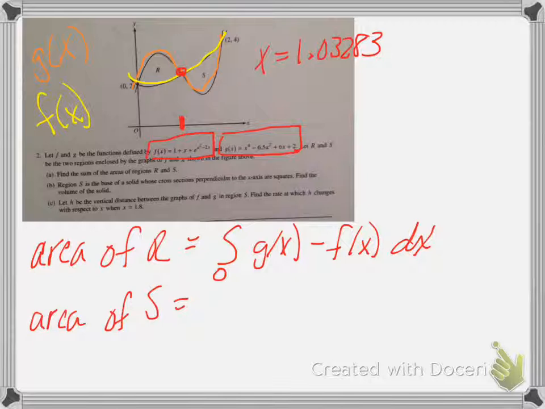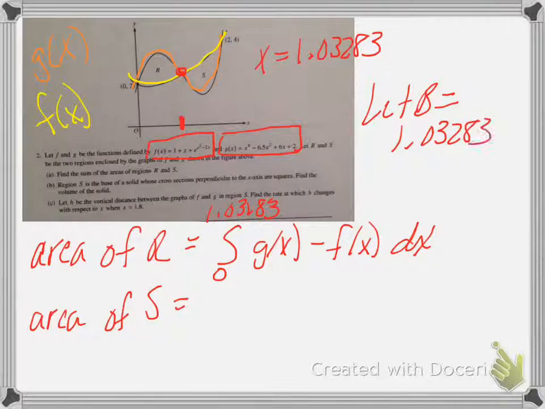Okay, so we're going to do the integral from 0 to 1.03283. Now, if you don't want to have to keep writing that number over and over, you could just write somewhere on the side, let b equal 1.03283, and then you could just write b instead of that number, as long as you make a little key so they know what you're talking about.